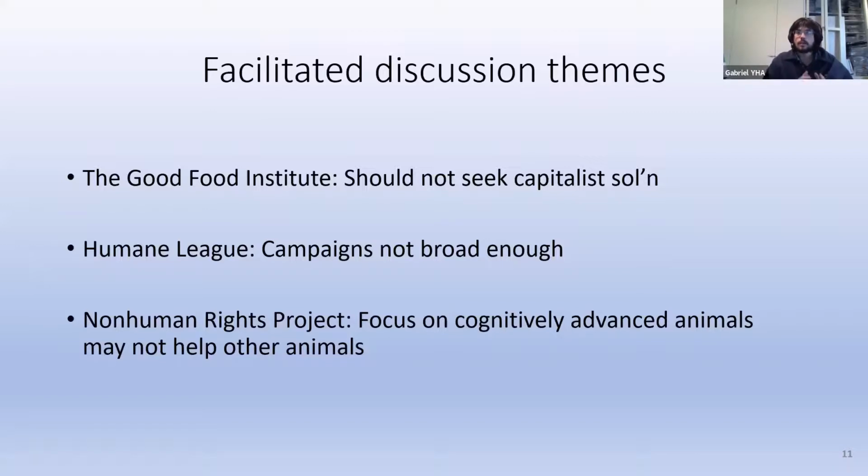The Humane League was similarly criticized. It was felt that campaigns like the cage-free campaigns for hens do not go broadly enough. Plant-based diets should be the focus of the Humane League. Finally, the Non-Human Rights Project was criticized because the focus on animals with high sentience, like great apes, might not translate to other animals, such as those that suffer in farms. Also, there's the fact that the Non-Human Rights Project has yet to actually win a case for any of their clients.